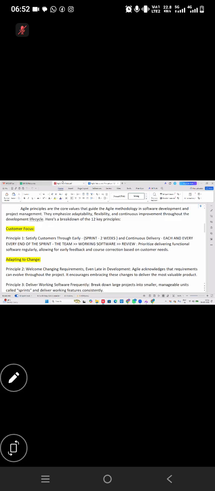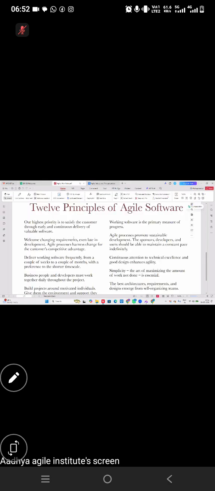Let us focus on the first one, which is customer focus. Principle 1 says that our highest priority is to satisfy the customer through early and continuous delivery of valuable software. Please focus on the first one.